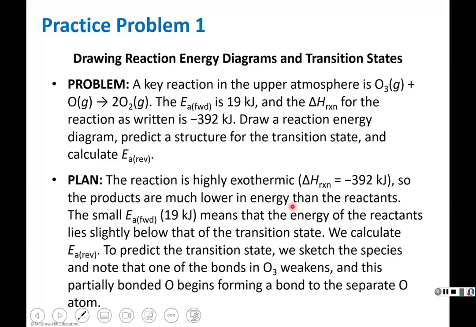Okay, so first practice question. A key reaction in the upper atmosphere is ozone plus oxygen going to 2O2. The activation energy is 19 kilojoules for the forward reaction. And the delta H for the reaction as written is negative 392 kilojoules. Draw a reaction energy diagram, predict a structure for the transition state, and calculate the activation energy of the reverse.